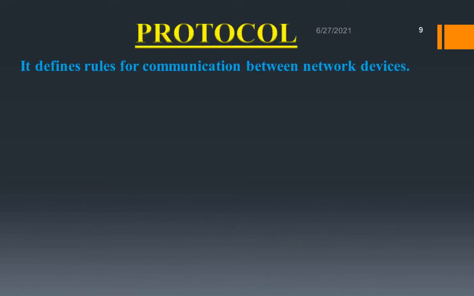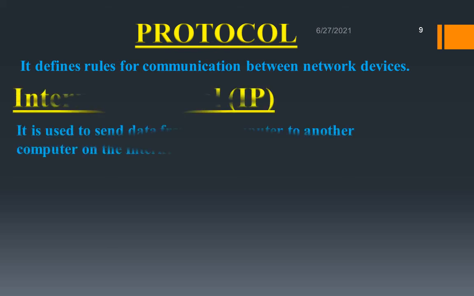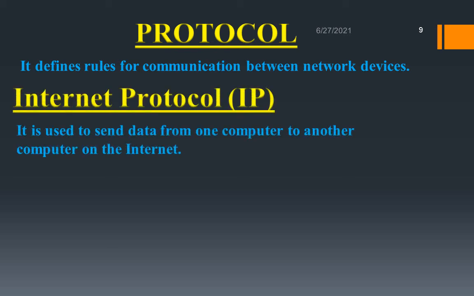Lastly, we will discuss protocol. It defines rules for communication between networking devices. The first is Internet Protocol. It is used to send data from one computer to another computer on the internet. When we send or receive data, the message gets divided into packets. When we send any data with the help of Internet Protocol, it is converted into packets.